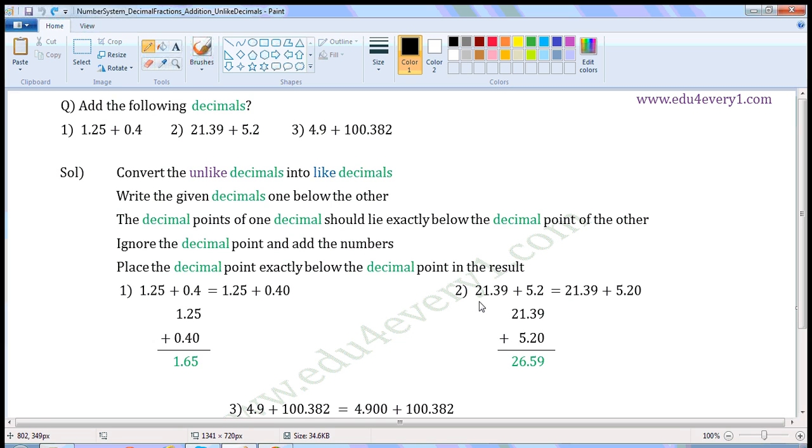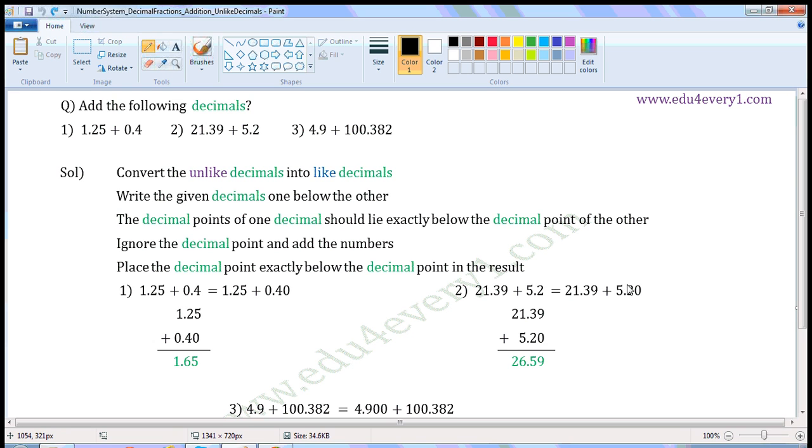Next sum: 21.39 plus 5.2. These are unlike decimals. So convert them into like decimals. Here there are two decimal places. Here there is one decimal place. So put 0 to the right of 2 so that it becomes a decimal with two decimal places. So we can write this as 21.39 plus 5.20.